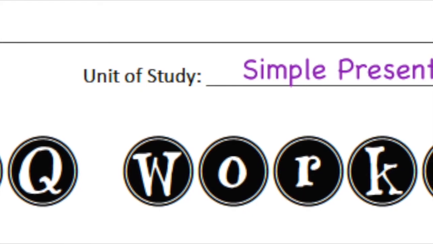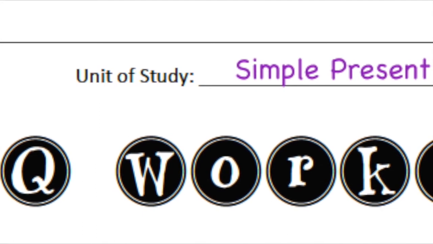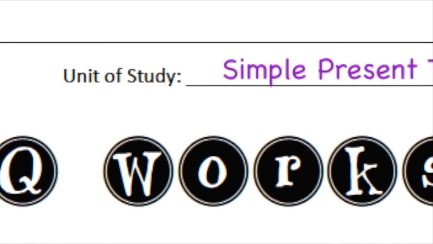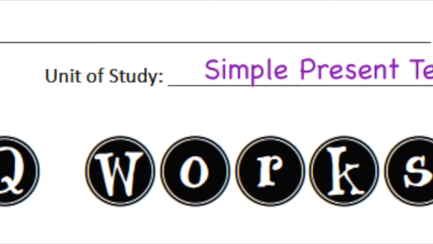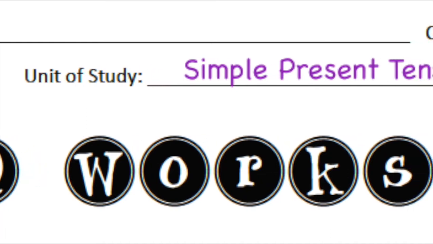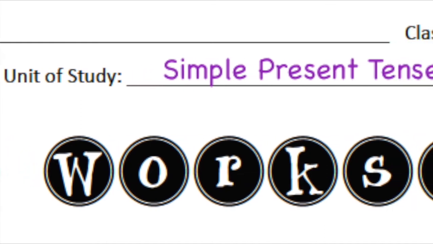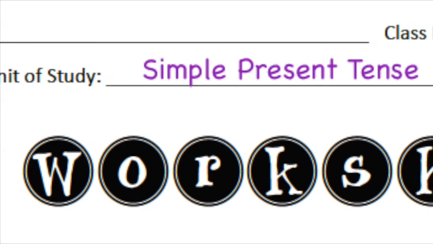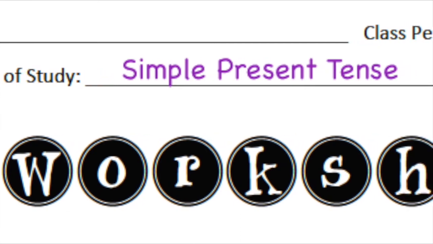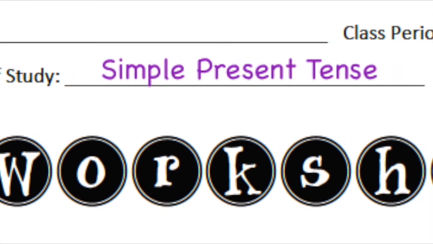On your Whisk worksheet, under Unit of Study, please write simple present tense. Then in the W section, write where and when you watched this video. Remember that in the S section, you will be writing a 5-sentence summary of what you are about to learn.